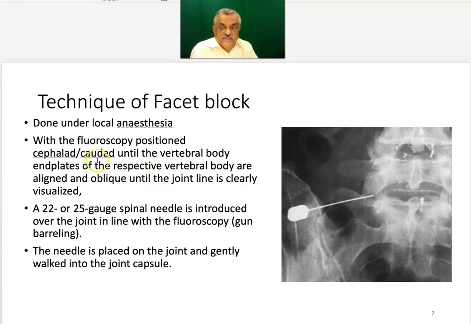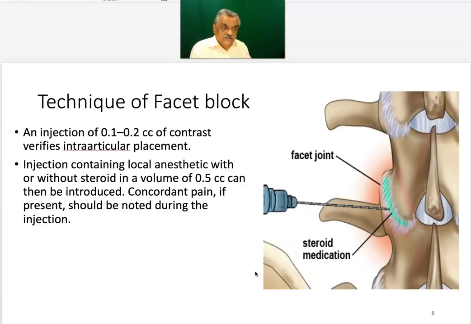So what we do is we put the fluoroscope AP and we put the vertebral body proper, we align it properly, then we pass a spinal needle and we go exactly at the tip of the IAP. The needle is placed on the joint and gently we go inside the joint capsule. This may also be further taken to arthrogram or may be taken to injection of the joint space.